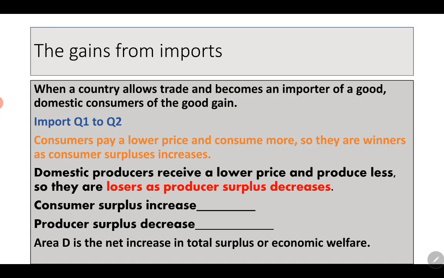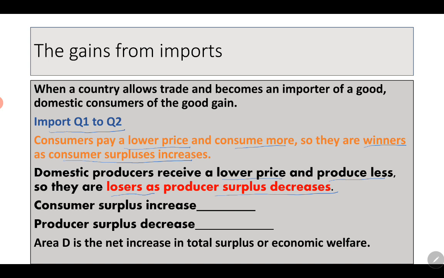So how we analyze this is, our import is between Q1 to Q2. Consumers are able to pay a lower price and consume more, so they are the winners. Another thing is consumer surplus has increased. As for domestic producers, they are receiving a lower price, so they will be producing less. They become the losers and their surplus decreases. I already wrote down for you the consumer surplus increase and producer surplus decrease.